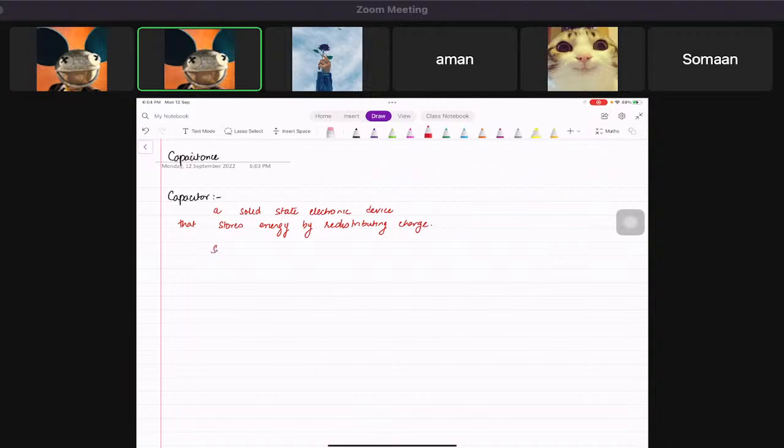The symbol for a capacitor is two parallel plates and wires going out like this. In reality, a capacitor basically looks like a cylinder shape, with two wires going out like this. Is it clear, everybody?